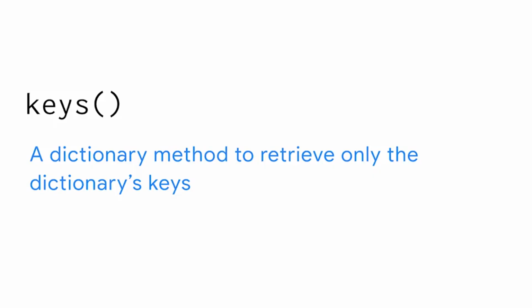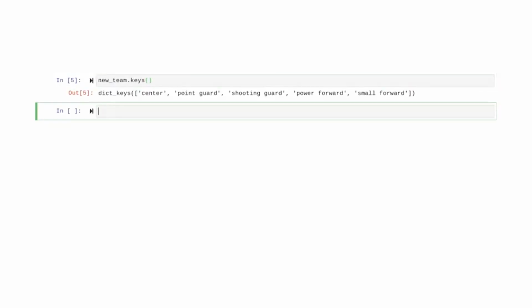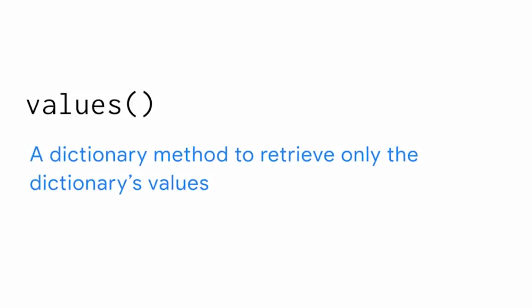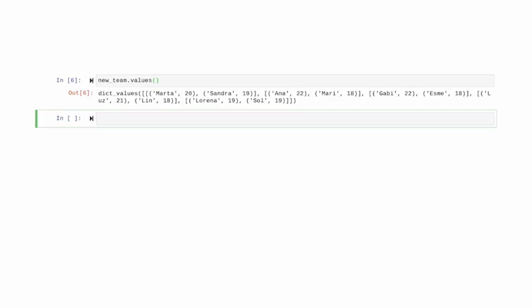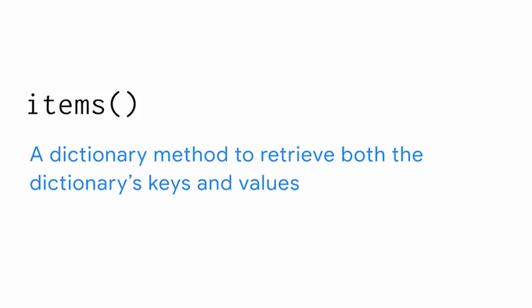The keys method lets you retrieve only the dictionary's keys. Returning to our new team dictionary, when we apply the keys method to the dictionary, the computer returns a list of all its keys. Similarly, the values method lets you retrieve only the dictionary's values. When applied to our new team dictionary, we get the values returned as a list. Since our values are lists of tuples, it means the result of calling this method is a list of lists of tuples. But what if you want to access both the keys and their values? You can, using the items method, which lets you retrieve both the dictionary's keys and values.